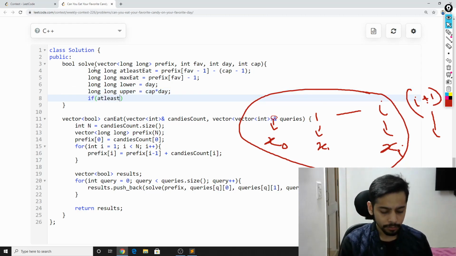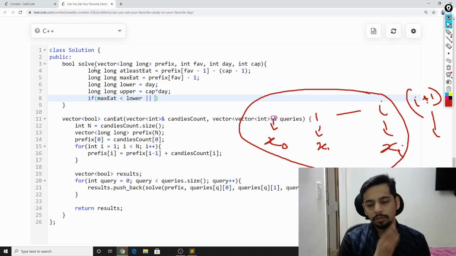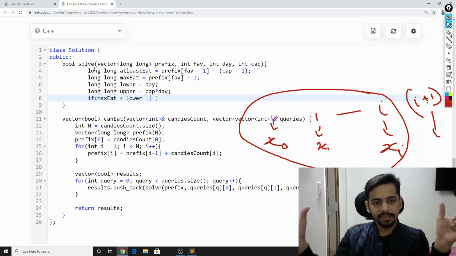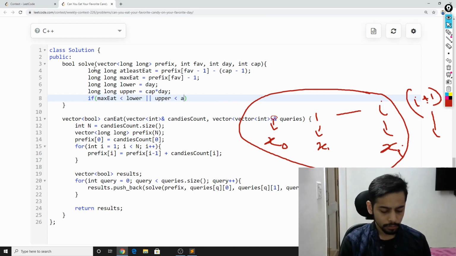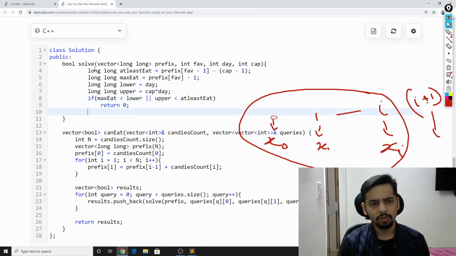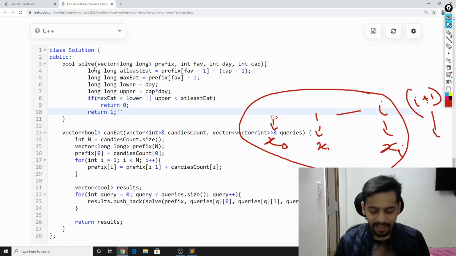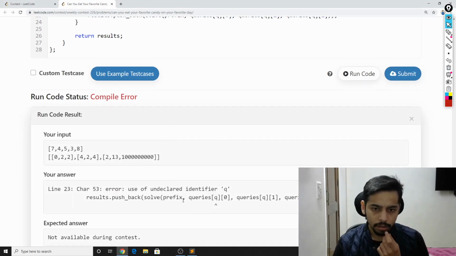So if at least eat is less than equal to... see, if the ranges are disjoint, then what happens is that your max eat is less than lower. See, max eat is less than lower, then this is here and that is there. Otherwise, your upper is less than at least eat. In that case, return a 0. That means you cannot actually achieve the result you wanted, otherwise return a 1. I'll try this code out, and then we'll see how many errors I made.